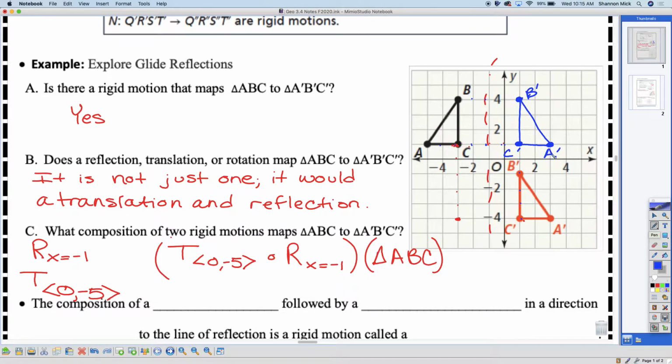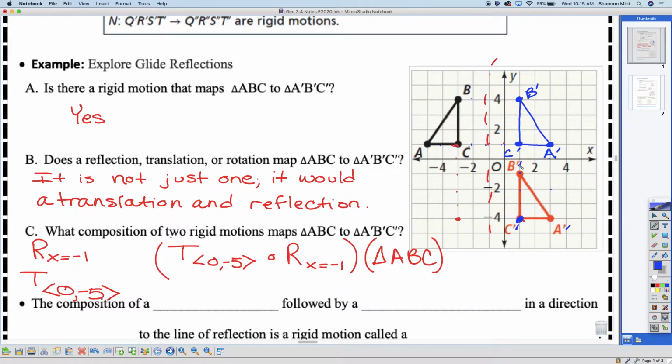Okay. So down 5. So 1, 2, 3, 4, 5. Did I get this C double prime? Yeah. Okay. And then 1, 2, 3, 4, 5. Did I get A double prime? Yep. And B, 1, 2, 3, 4, 5. Did I get my B double prime? Yes. So, did I figure out the right combination? Yeah. Okay. That's what you're going to be doing today.